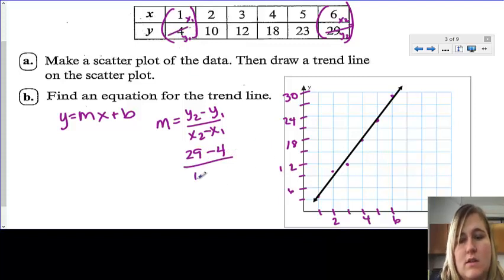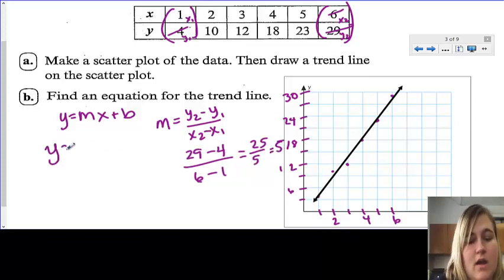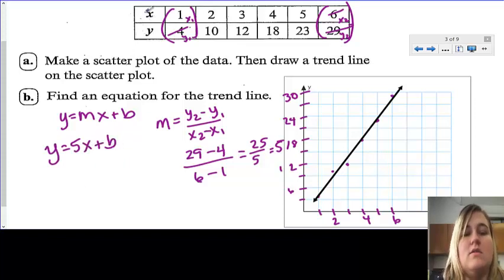So I'm going to put 29 minus 4 over 6 minus 1. So 29 minus 4 is 25. 6 minus 1 is 5. So my slope is 5. So I have y equals 5x plus b. And then I'm just going to use this first coordinate, and I'm going to plug it in for x and y to find out what b is.